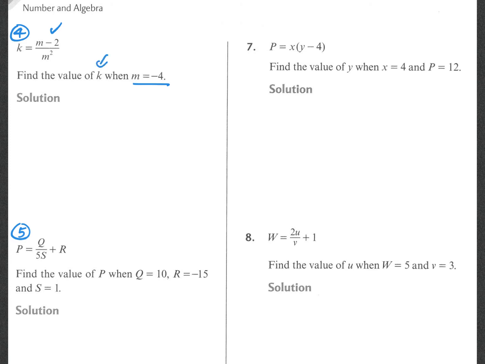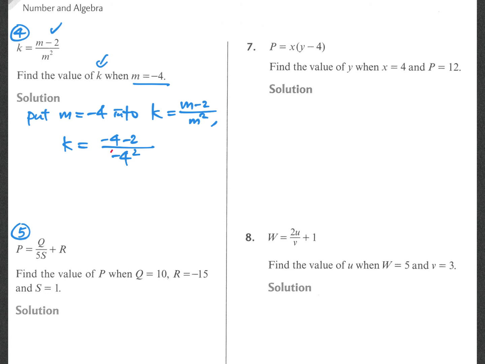So in presentation, we will say we put m is minus 4 into the formula, which is called k is m minus 2 over m squared. Next, you have k equal to minus 4 minus 2 on top and minus 4 squared at the bottom. Can you find a mistake I made here?